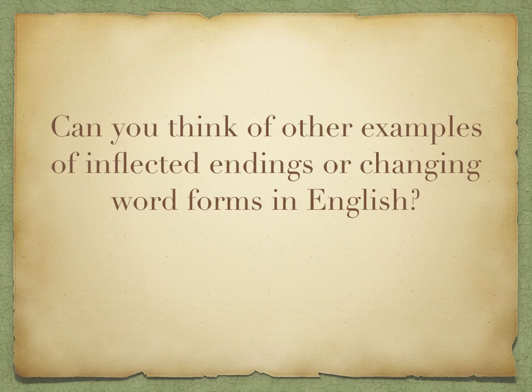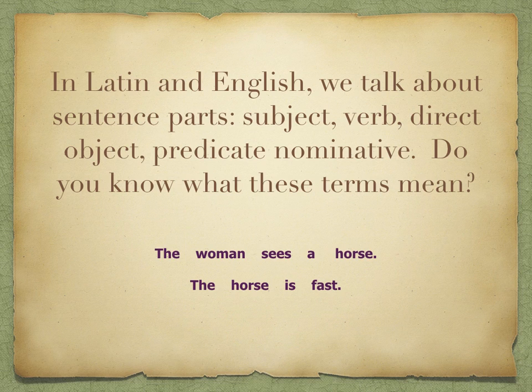In Latin and English, we talk about sentence parts. We talk about the subject, the verb, the direct object, the predicate nominative. Do you know what these terms mean? In these two sentences, the woman sees a horse and the horse is fast. There is a verb in each sentence, sees or is. There's a subject, woman or horse.